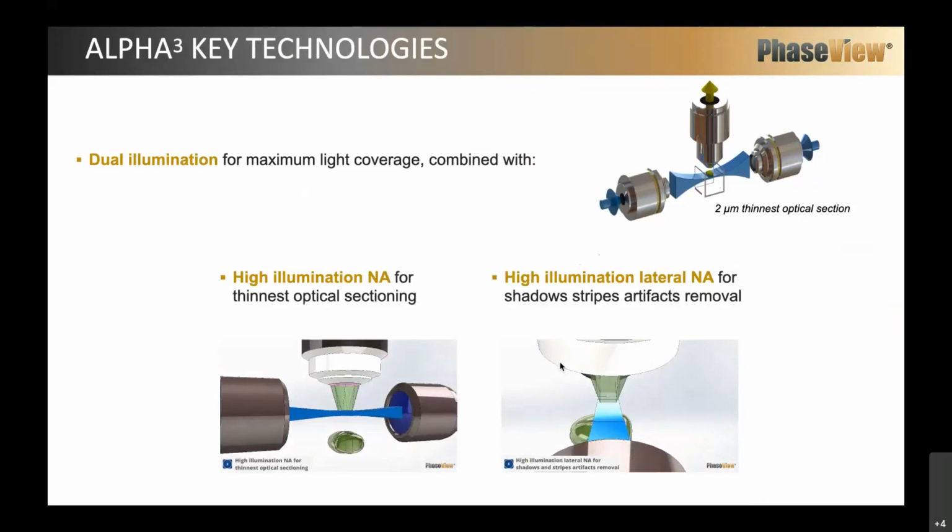So two brief technologies about this light sheet, which are interesting for the imaging. First, the high NA for the illumination, which allows a really thin light sheet, about 2 micrometers. It's really interesting because we can do imaging from whole organ to subcellular components with this kind of light sheet. And in the Alpha 3, you have some technology modules to remove the shadow effects and the stripes in the sample, and it works very well.